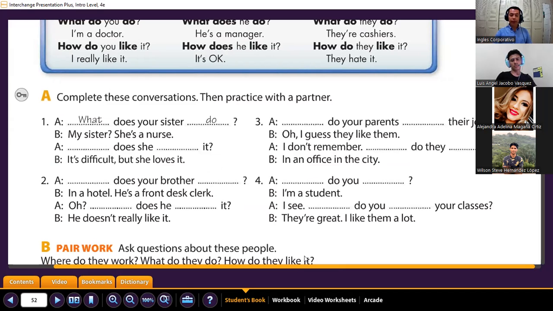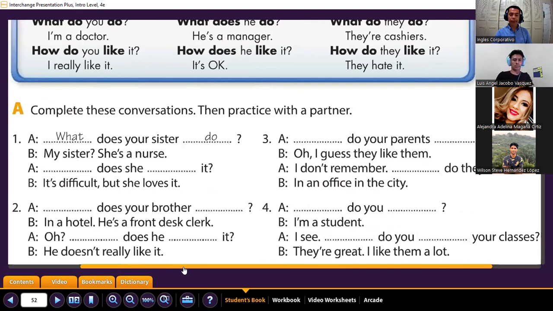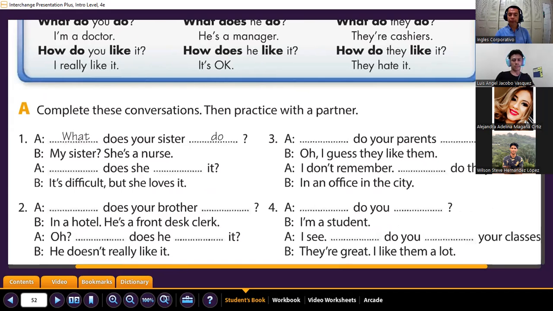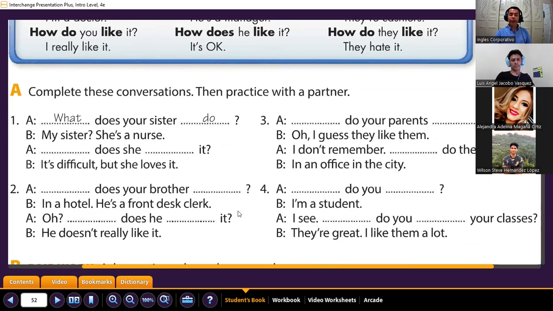Okay, a little bit bigger. Good, here we have four conversations, right? The conversations are incomplete, so you're going to complete them. Please take a screenshot. Hagámosle captura de pantalla, please. Ready? Okay, everybody, come on. And we are going to answer these in groups, right? Nos vamos a ir a los grupos.